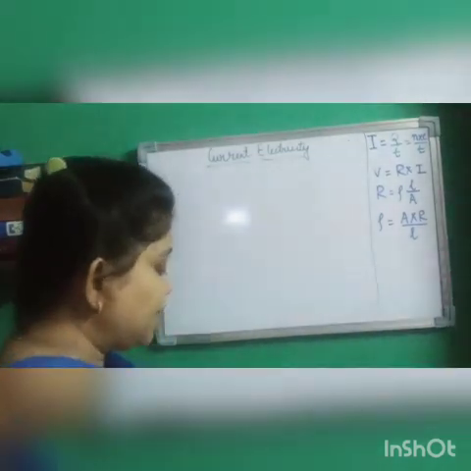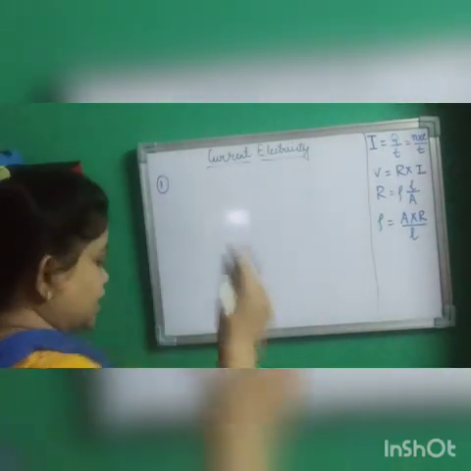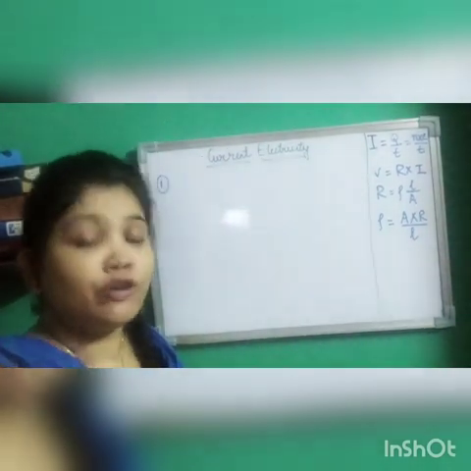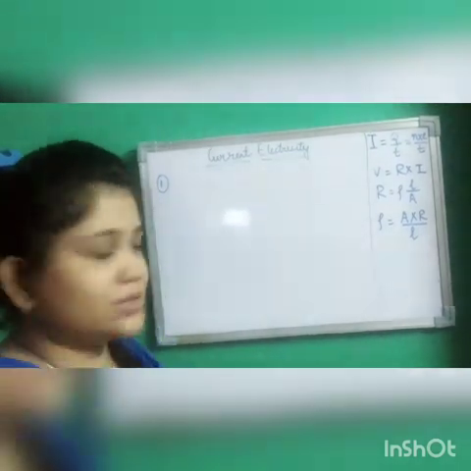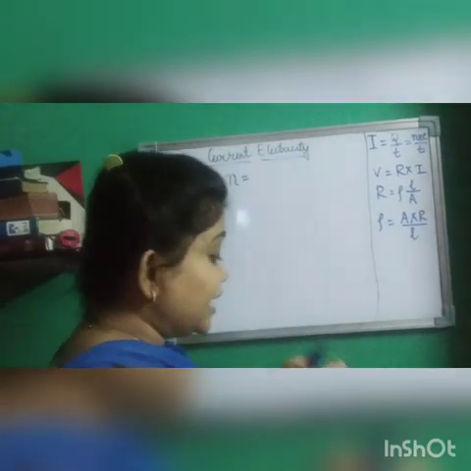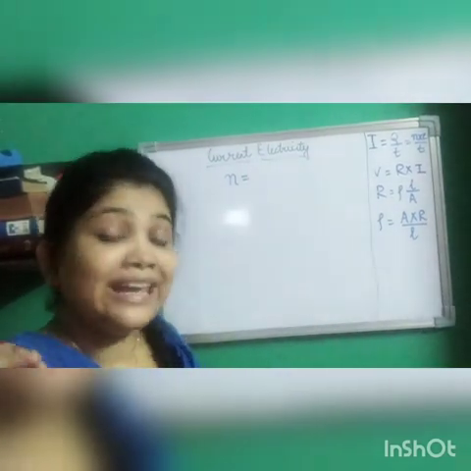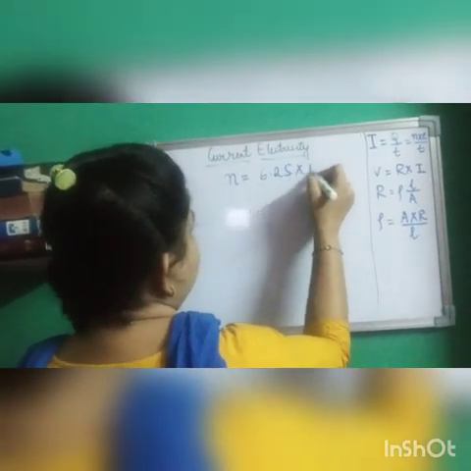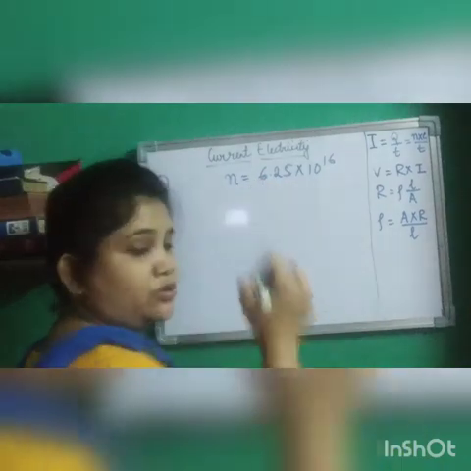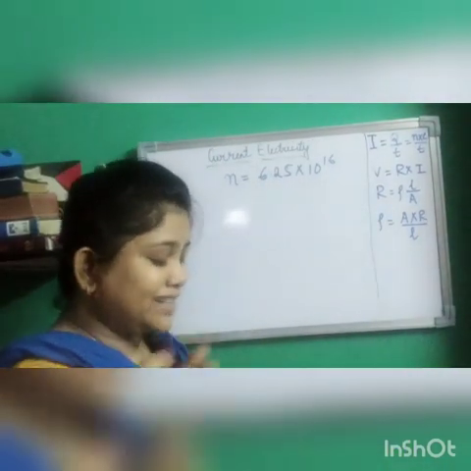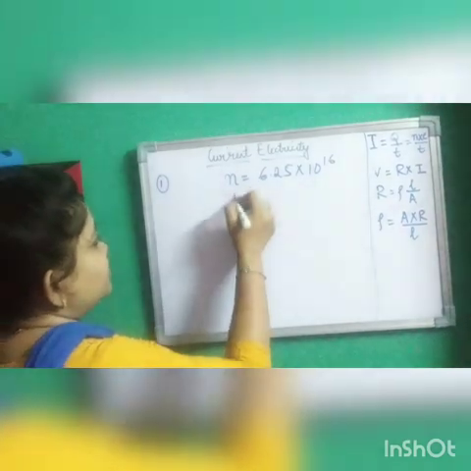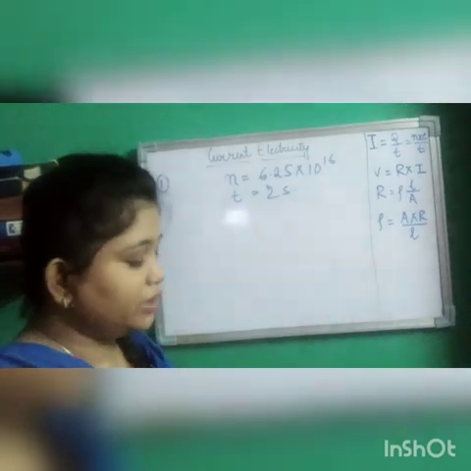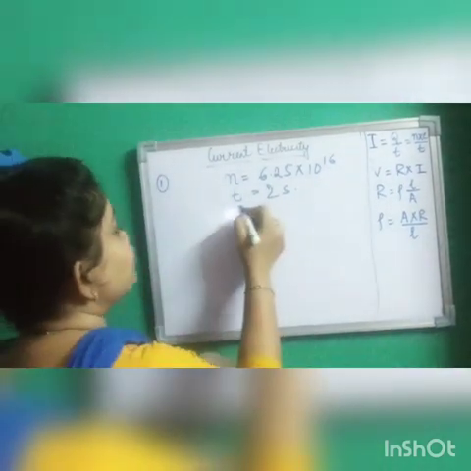Sum number 1 states that in a conductor, 6.25 into 10 to the power 16 electrons flow from its end A to B in 2 seconds. So what is given to you? N, because it is given 6.25 into 10 to the power 16 electrons. That means the number of electrons is given as 6.25 into 10 to the power 16. From its end A to B in 2 seconds, that means the time is given as 2 seconds. Now what are you asked to find? Find the current flowing through the conductor. That means you are asked to find out I.